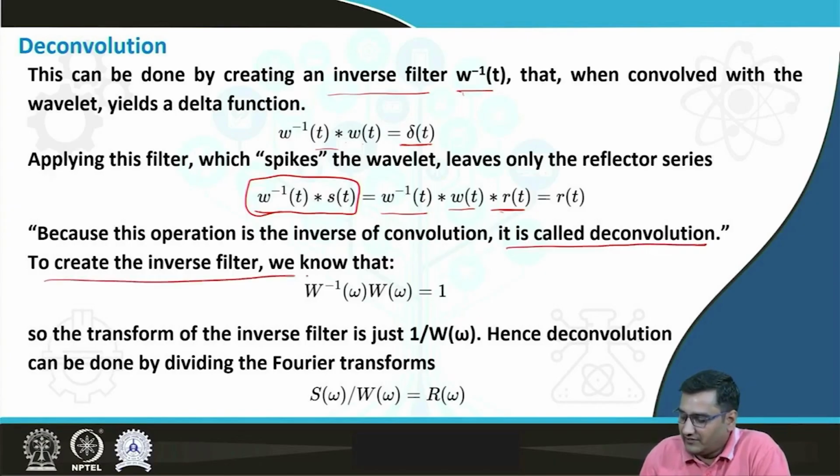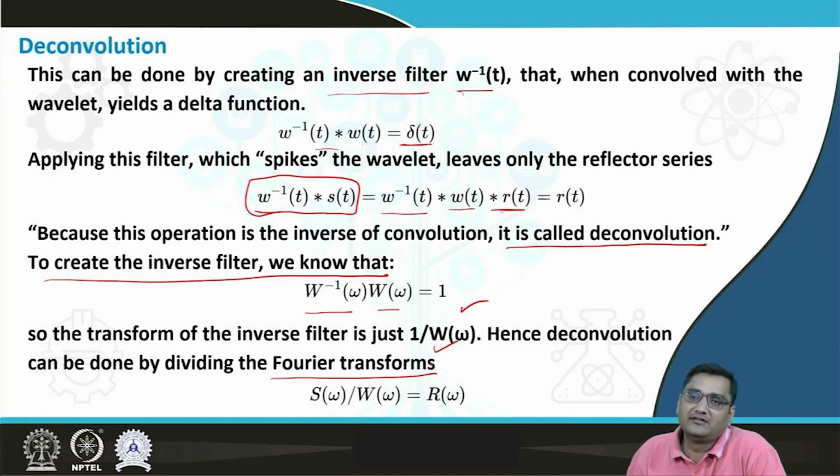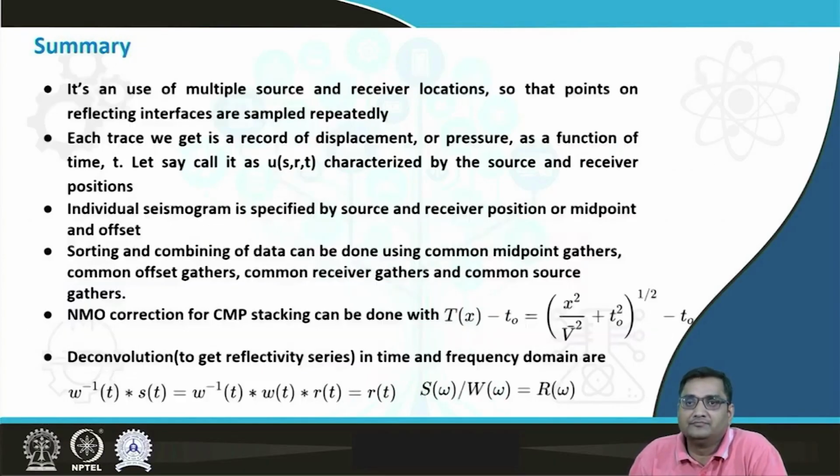To create the inverse filter, we know that W inverse(ω) times W(ω) is equal to 1. So the transform of the inverse filter is just 1 divided by W(ω). Hence deconvolution can be done by dividing in the Fourier transform. You just have to divide by W(ω) on both sides in the Fourier transform.